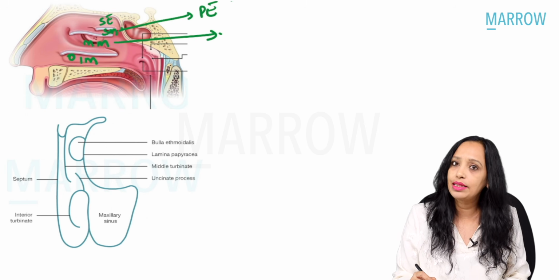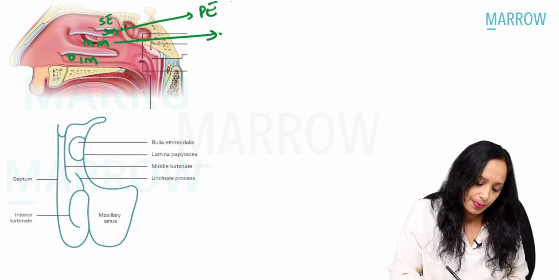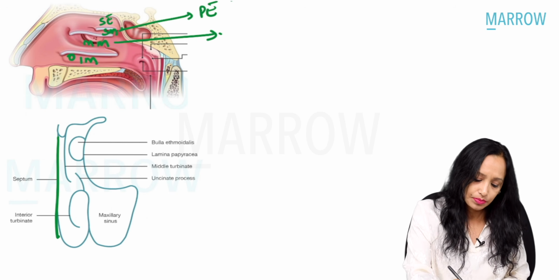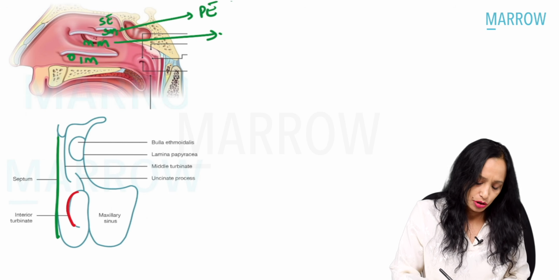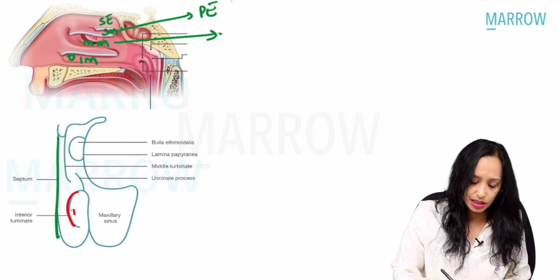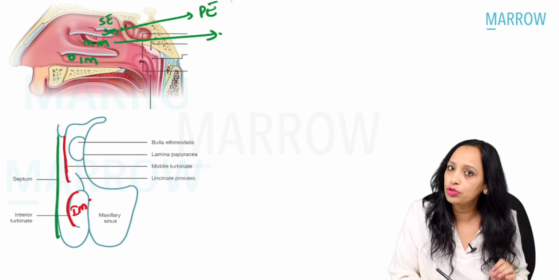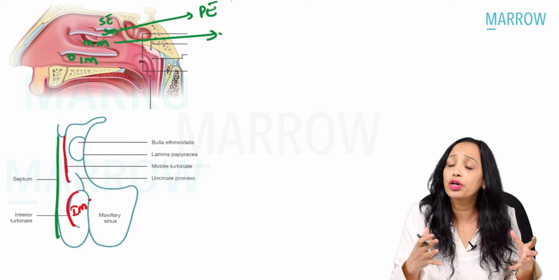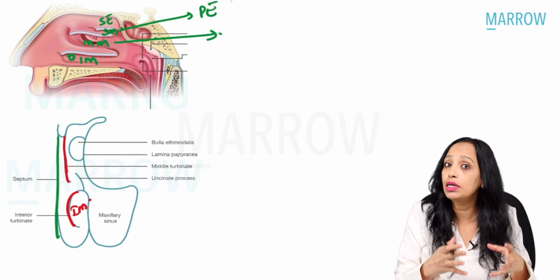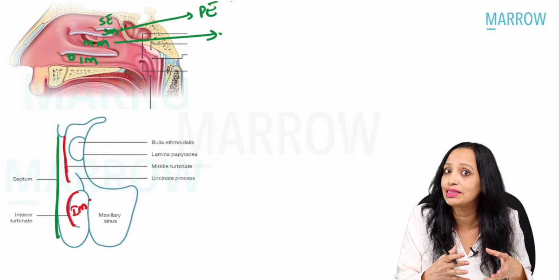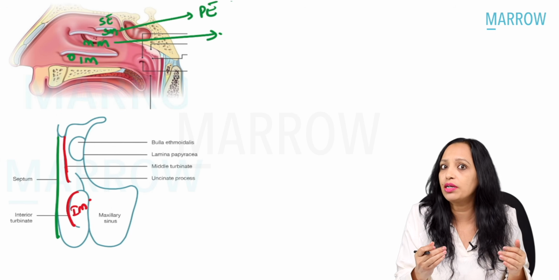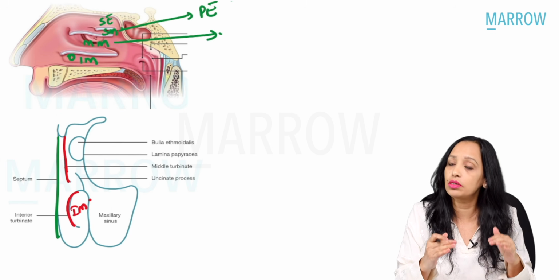Now, let us see these meatuses. Here we have the septum in the center. This is the inferior turbinate. Just lateral to the inferior turbinate, this will be the inferior meatus. This is the middle turbinate. In the middle meatus, we have many important structures. We have the opening of all the anterior group of sinuses, making the middle meatus the most congested meatus. Largest meatus is inferior, but most congested is middle.